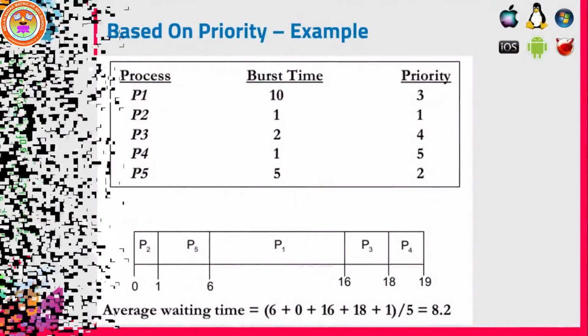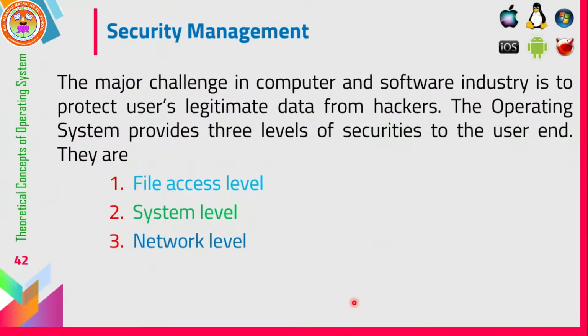What is the meaning of security management? The major challenge in the computer and software industry is security, to protect the user's valid data from hackers. Understood? So the operating system provides 3 levels of security to the user end. Please note down. Number 1 is file access level. Number 2 is system level. Number 3 is network level. These are the 3 categories in which the operating system provides security management. So we can secure the data based on these categories. We'll see them one by one.